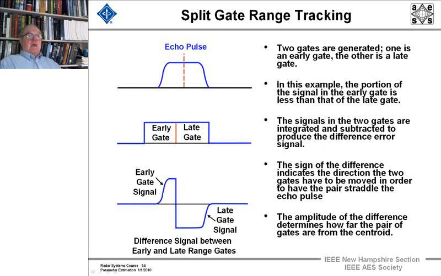So let's go over that again, just to reiterate. 2 gates are generated, one's early, one's late. In this example the signal in the early gate is less than that in the late gate. The signals of the 2 are subtracted to produce a difference error signal. The sign of the difference indicates the direction the 2 gates have to be moved in order to have the pair exactly straddle the echo pulse, and the amplitude of the difference determines how far the pair of gates are from the centroid.